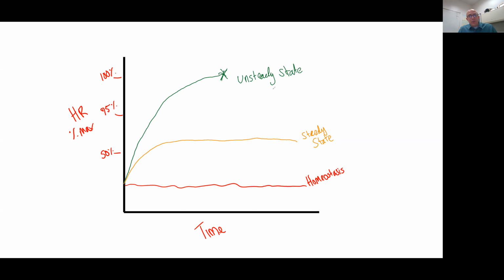So as you read through Chapter 2, consider these concepts of homeostasis, steady state exercise, and unsteady state exercise, and how they elicit adaptations. I challenge you also to try and apply these to your life, not just exercise, but whether it's academic or professional growth. Conditions of homeostasis and steady state, or conditions of equilibrium, don't elicit adaptation nearly as much as these strenuous unsteady state conditions.